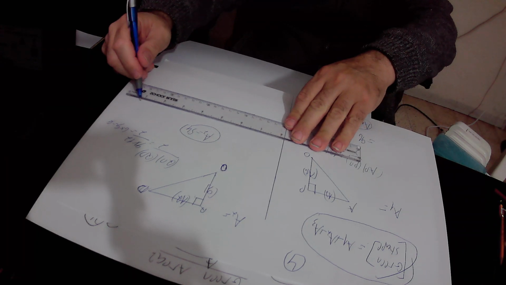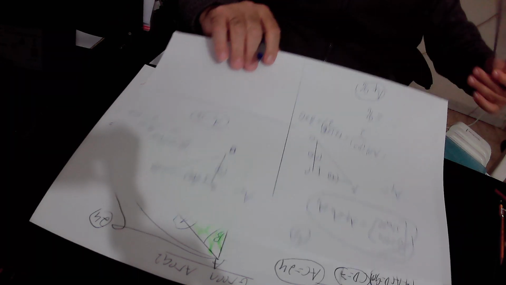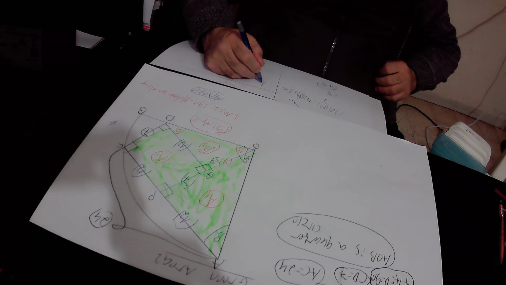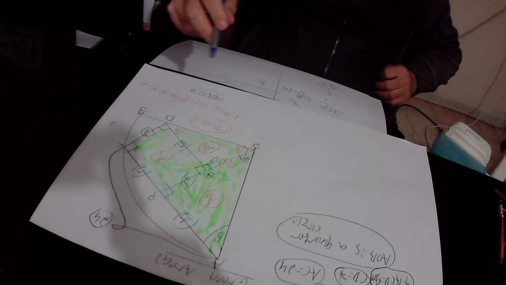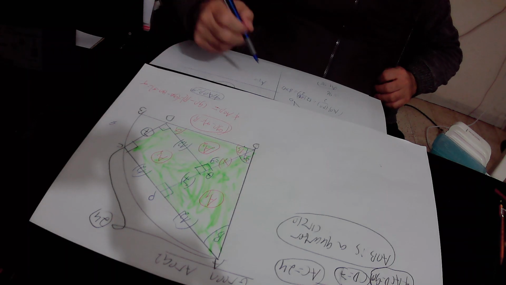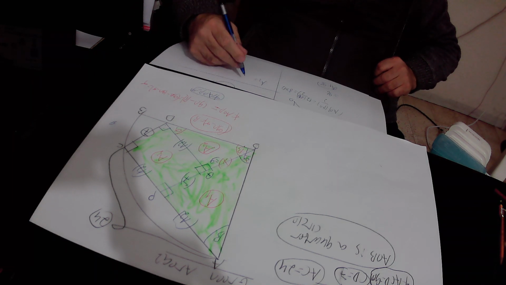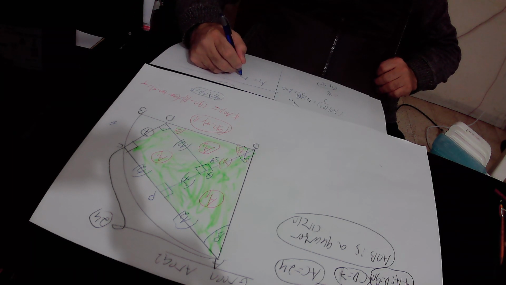And finally, we find out the value of A3. A3 is the area of rectangle QPCD. The area of any rectangle is the length of the rectangle times the width.